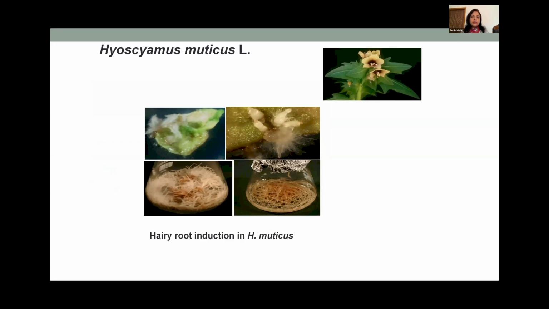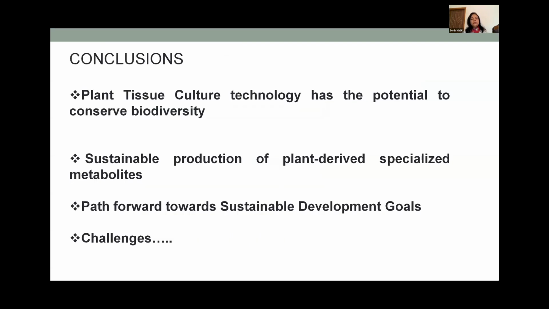This belongs to the Solanaceae family, because whatever technique we use in tissue culture, it is important to test it first in a model plant. A model plant is one that grows in a very fast manner. Now this was all about plant tissue culture. Coming to the conclusion, we may say that plant tissue culture technology has the potential to conserve biodiversity and to obtain plant-derived specialized metabolites. It also helps us in fulfilling the sustainable development goals, as all suggested these days.